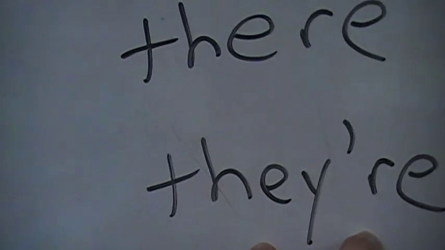This kind of there, if you remember, means belongs to them. That is their house or their ball. That's this kind of there. Their means belongs to them. T-H-E-R-E usually means like a place, like, I see you over there, or there is my house. That's this kind of there. And the last kind of there is the contraction they are. Put together, they're. They are.